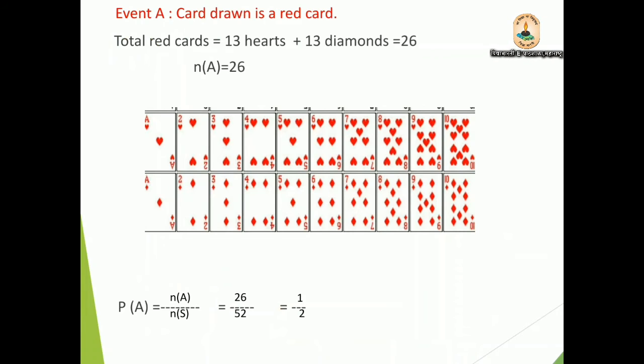Event A is that a card drawn is a red card. We know that as shown in the picture, there are total 26 red cards and therefore n of A equal to 26. Hence probability of A equal to n of A upon n of S equals to 26 upon 52. Then dividing by 26 we get 1 by 2. Thus probability of A equal to 1 by 2.